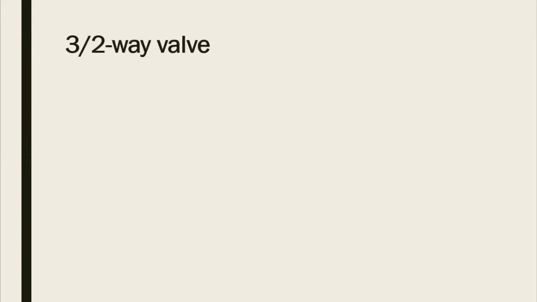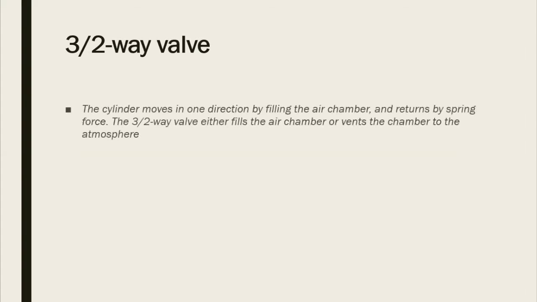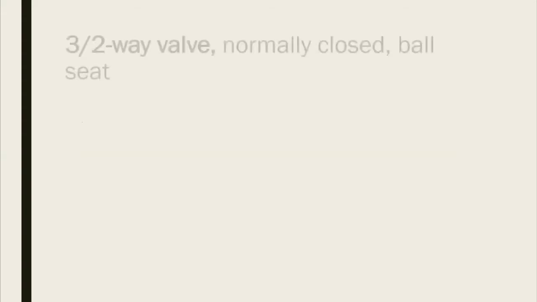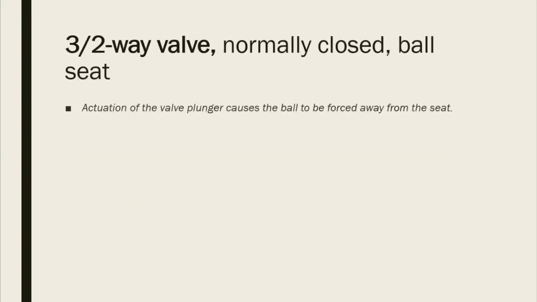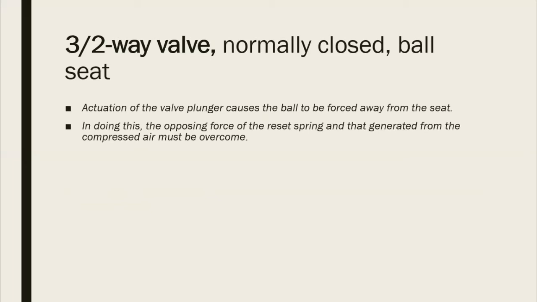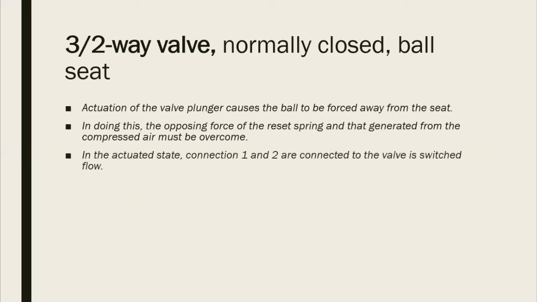4.3 Two-way valve. The cylinder moves in one direction by filling the air chamber and returns by spring force. The two-way valve either fills the air chamber or vents the chamber to the atmosphere. Two-way valve, normally closed ball seat. Actuation of the valve plunger causes the ball to be forced away from the seat. In doing this, the opposing force of the reset spring and that generated from the compressed air must be overcome. In the actuated state, connection 1 and 2 are connected, so the valve is switched to flow.